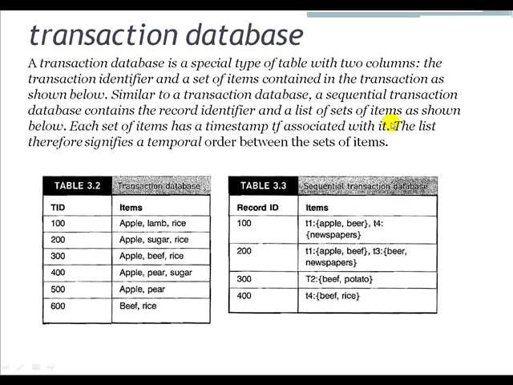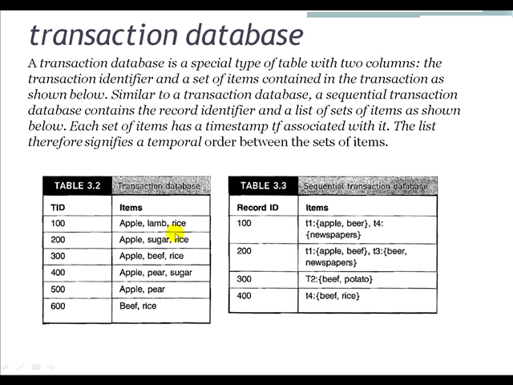Here's what's called a transaction database. A transaction database is a special type of table with two columns. So there's only two columns: the transaction identifier, transaction ID, and a set of items contained in the transaction, as shown here.